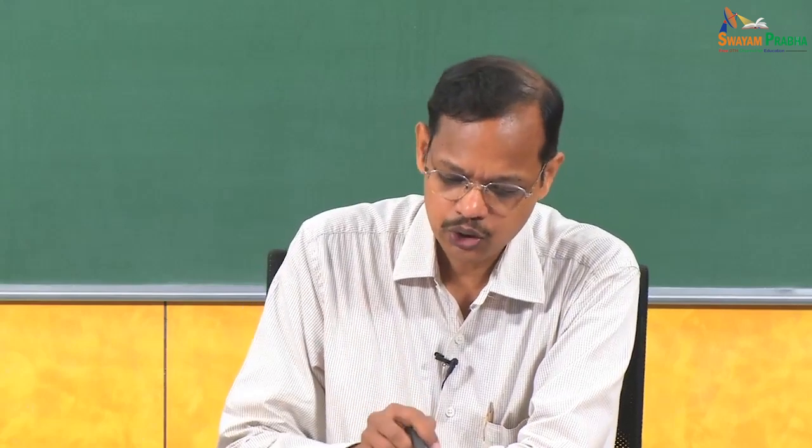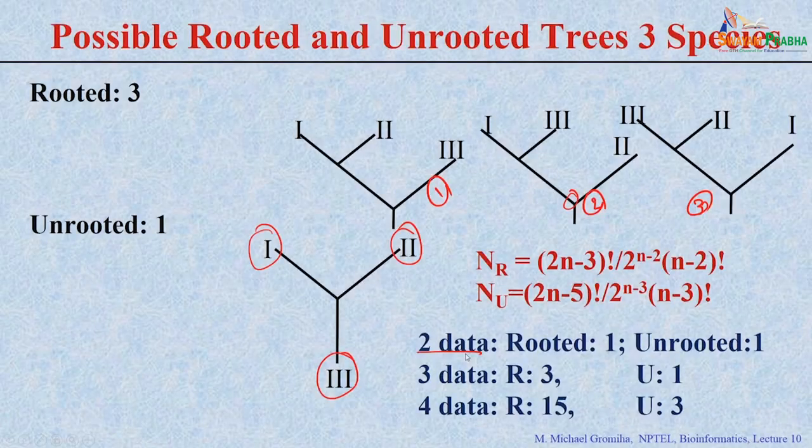Likewise, if you have two data, how many rooted trees and how many unrooted trees? One rooted tree and one unrooted tree. If you have three data, three rooted trees and one unrooted tree. If you have four data, you will have 15 rooted trees and 3 unrooted trees.